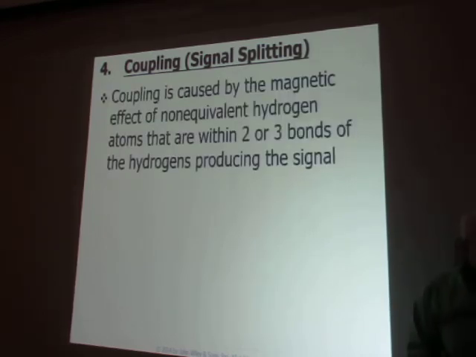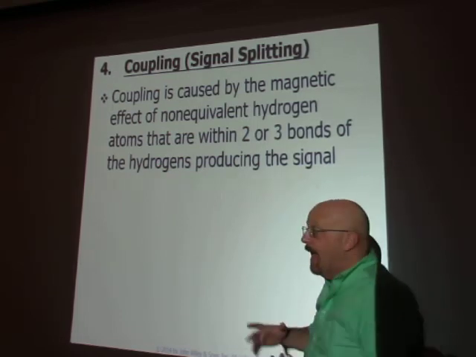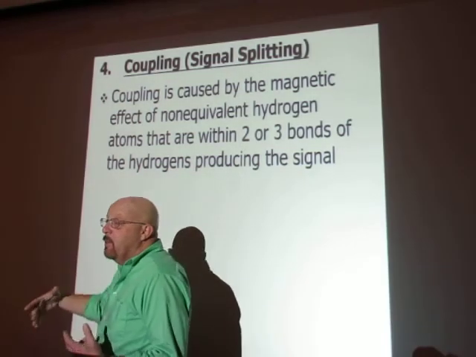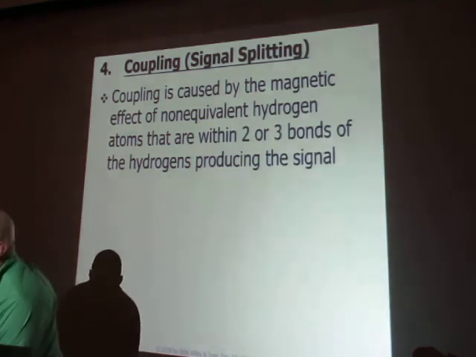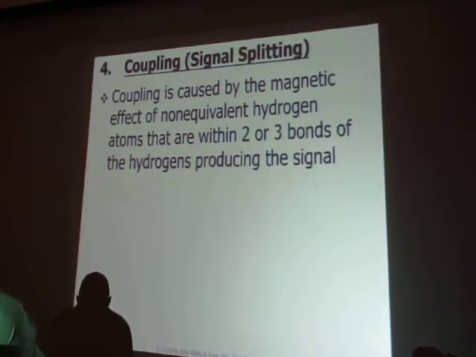Now, this splitting or coupling has to be very close by. It can't be anything very far away. It needs to be within 2 or 3 bonds to do a splitting. And it has to be from non-equivalent protons. Equivalent, write this down. Equivalent protons do not split each other. To have the splitting, they must be non-equivalent.